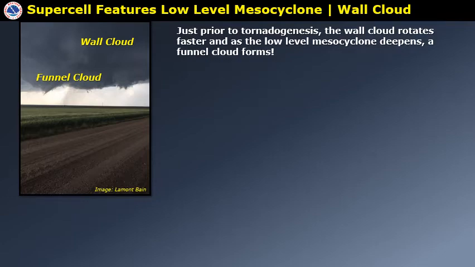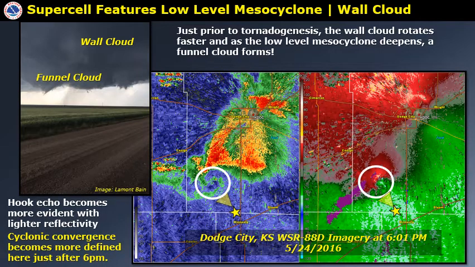Now, if we examine the radar imagery, we see that the hook echo becomes more evident with some faint, though greater, reflectivity values. If we review the Doppler velocity on the right, we note that cyclonic convergence has increased and is more pronounced. Again, the spotter observation in tandem with the radar imagery yields high confidence that tornadogenesis is underway.